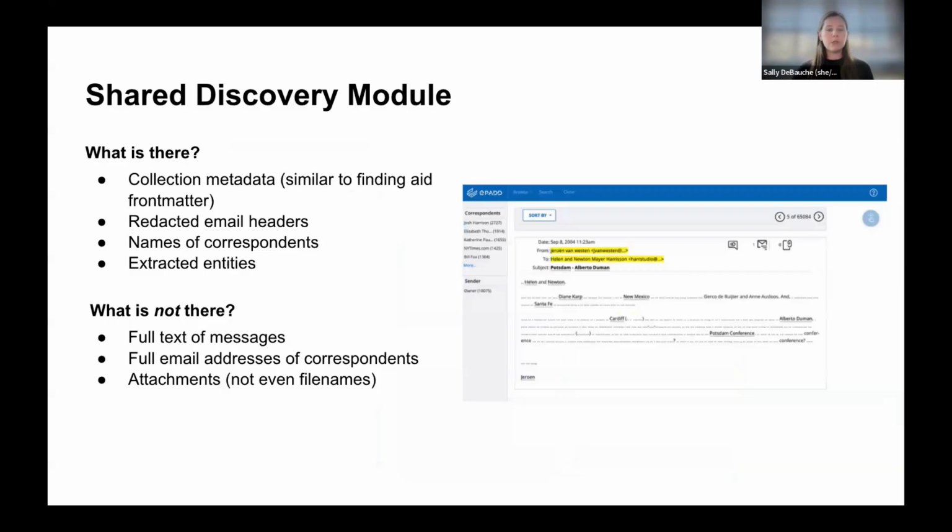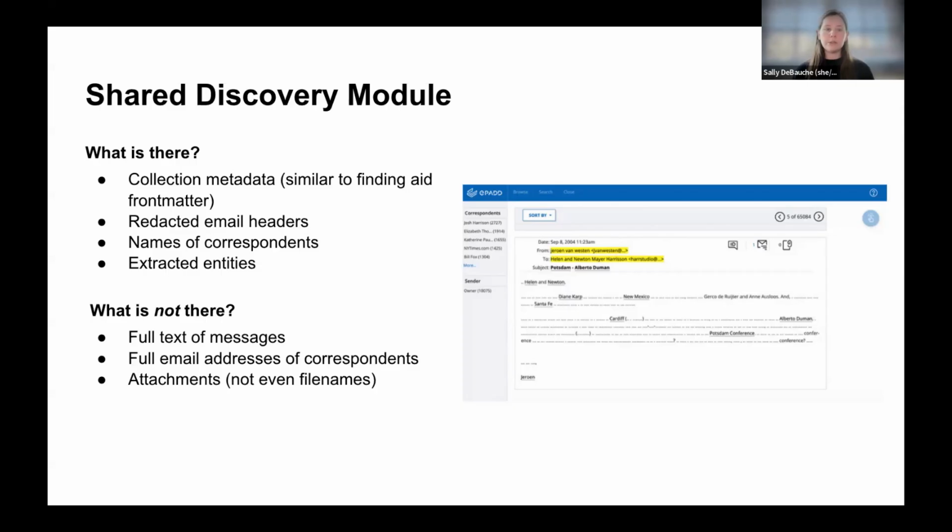So what does the discovery module look like and what can researchers see? This slide has a screenshot of what an individual message looks like. You can also take a look in more detail at the live site at epadd.stanford.edu, and I'll just run through what information is present. So what you would see is collection level metadata, which you can kind of think of as being similar to the finding aid's front matter, like collection title, number, date ranges, extents, biographical historical note, scope and content, and repository contact information.